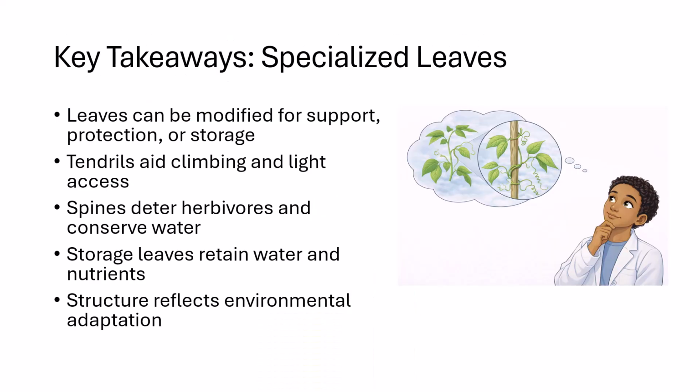Specialized leaves demonstrate the remarkable flexibility of plant organs. Whether coiling around a support, forming sharp defensive structures, or swelling with stored water, leaves are shaped by environmental pressures and functional needs. These modifications reinforce a central theme of plant anatomy. Form follows function, and function reflects environment.